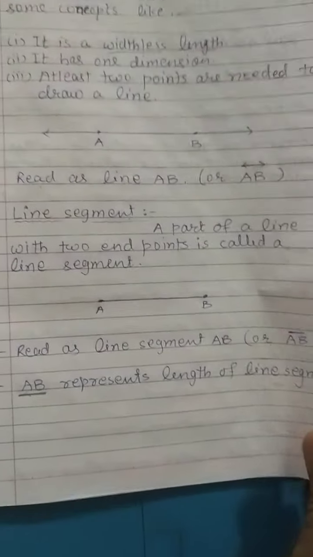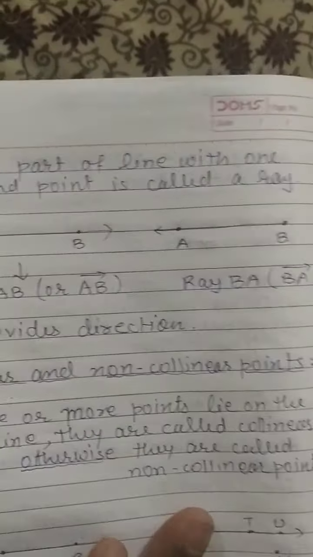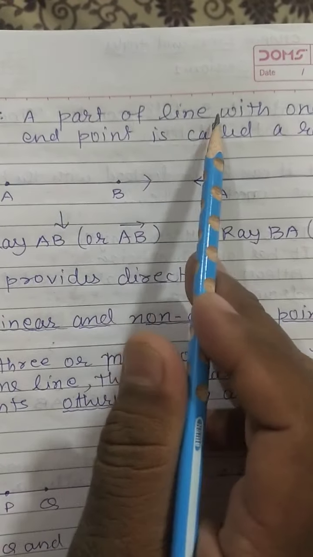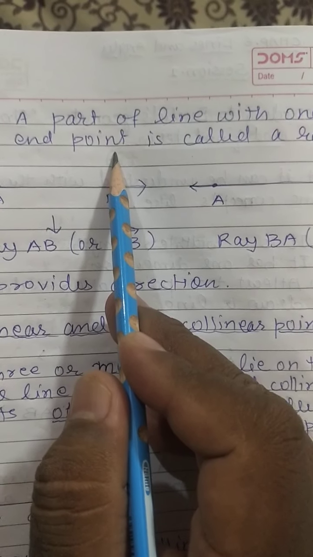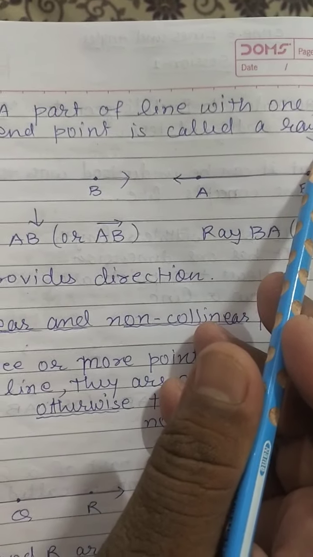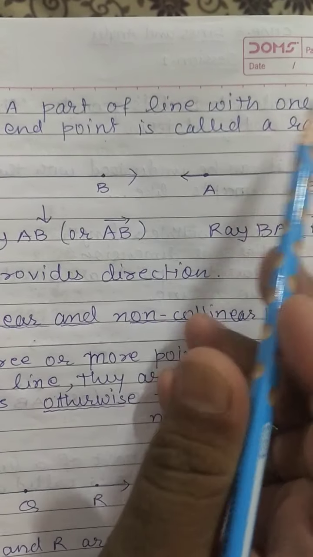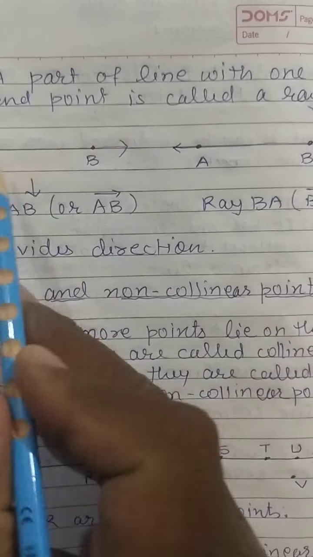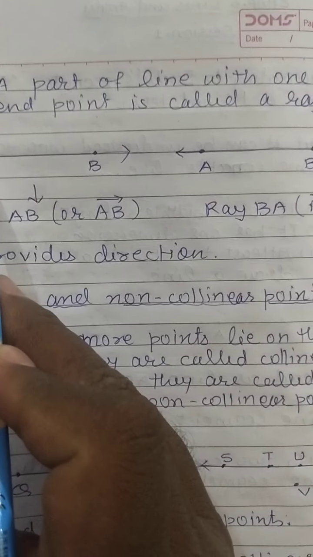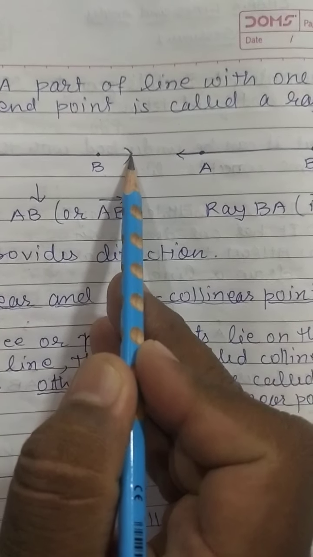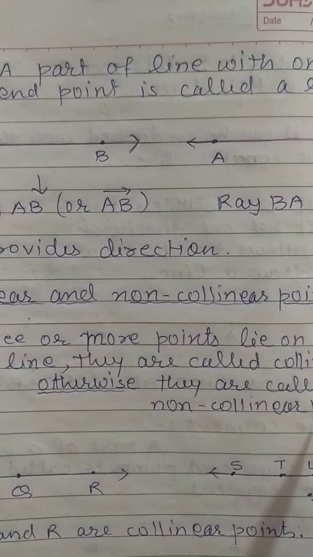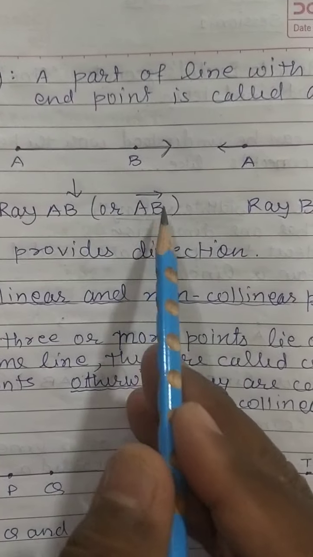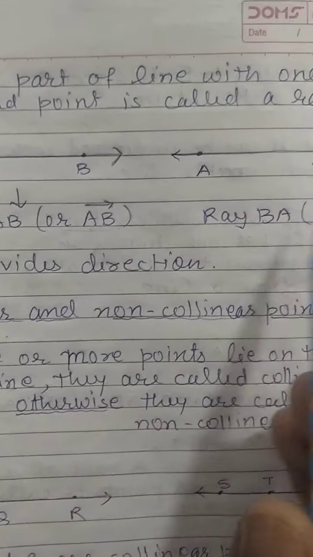Next, ray. A part of a line with one end point is called a ray. That is, if we start from point A and take the whole part of that line, then it is considered as ray AB.